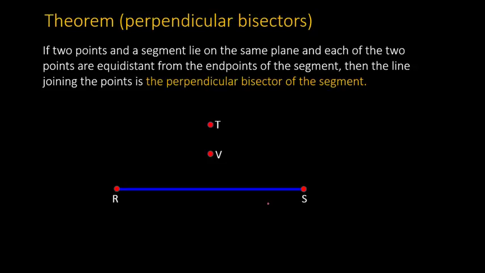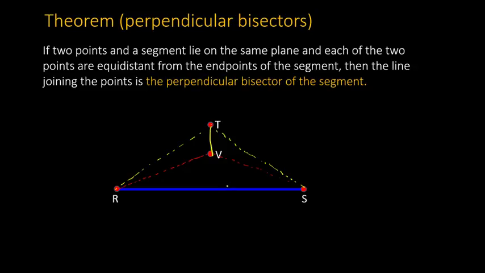So think of your computer screen as a plane. And I've got these 2 points, and I'm saying both of them are equidistant from the endpoints. I'm not saying anything about the relationship between V and T. I'm just saying that V is equidistant from R and S, and I am also saying that T is equidistant from R and S. I'm not making any claims about the distance between V and T.